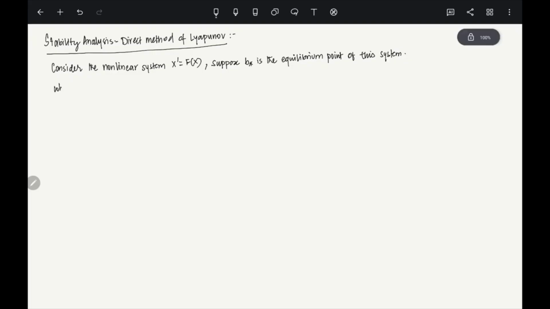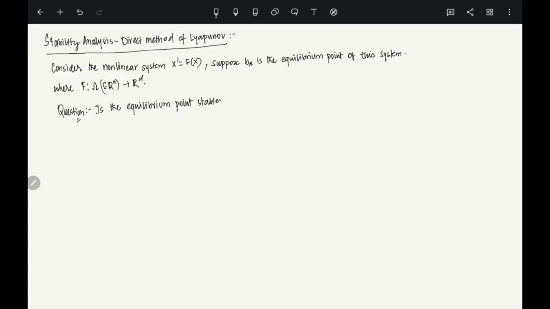Here we are assuming f is from Omega, a subset of R^n, to, let's say, R^n. So basically b star is in Omega. Now the question is, we want to analyze the stability of the equilibrium. Question: is the equilibrium point, in this case b star, stable?